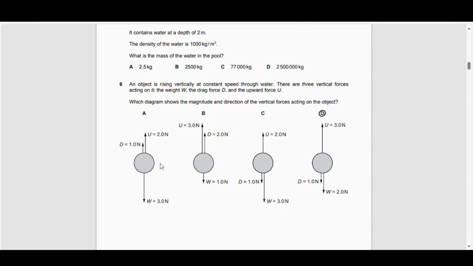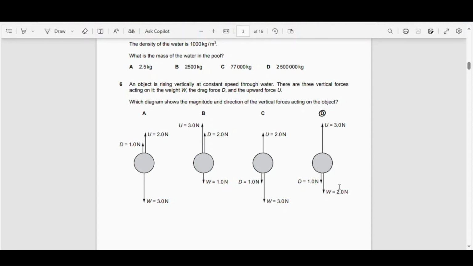But the clever trick in this question is giving you the clue that the object is rising vertically. So that essentially means that we know that the drag always acts in the opposite direction to the direction of motion. So if the object is rising upwards, the drag has to act downwards. So in the case of A, the drag is acting upwards, but that can't be true because the upward force is upwards and the object is moving upwards. So the drag has to act downwards. So D is the correct answer there.